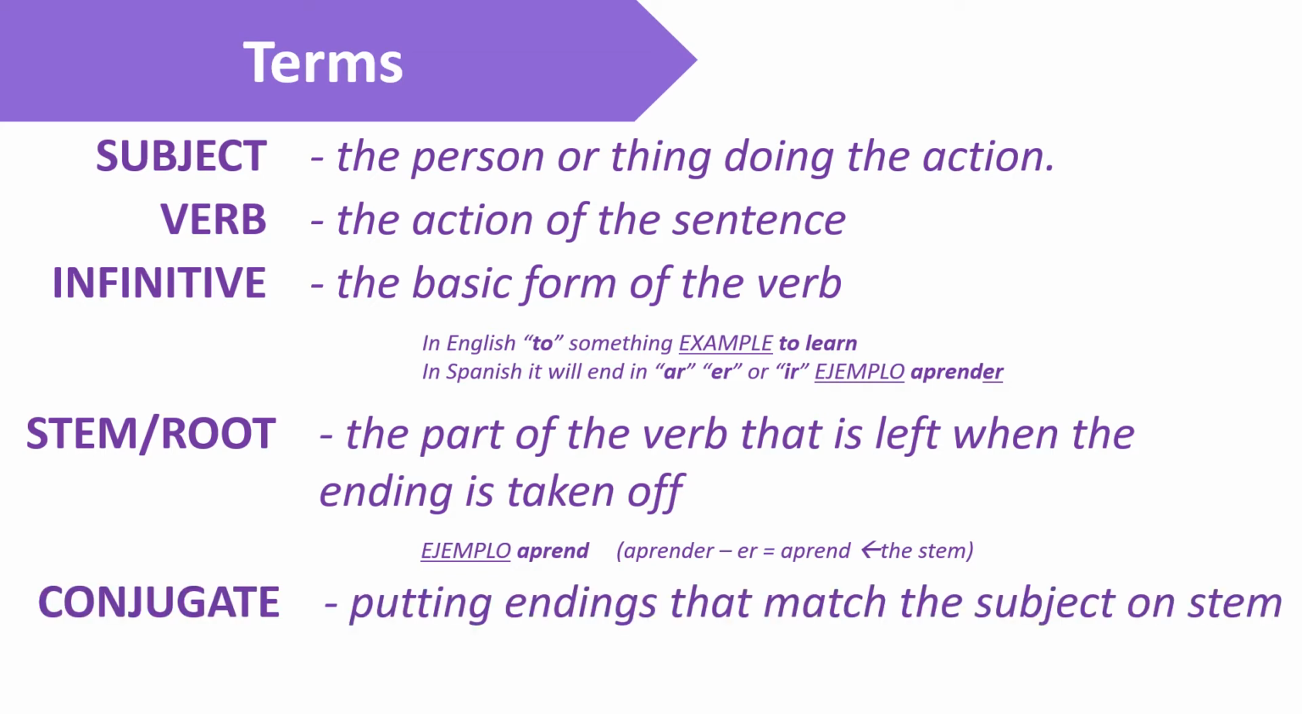Conjugate. Conjugating is putting endings that match the subject on the stem. So remember, the subject is the person doing the action. In Spanish, there are many different conjugations for each person. So the verb ending must match this person.